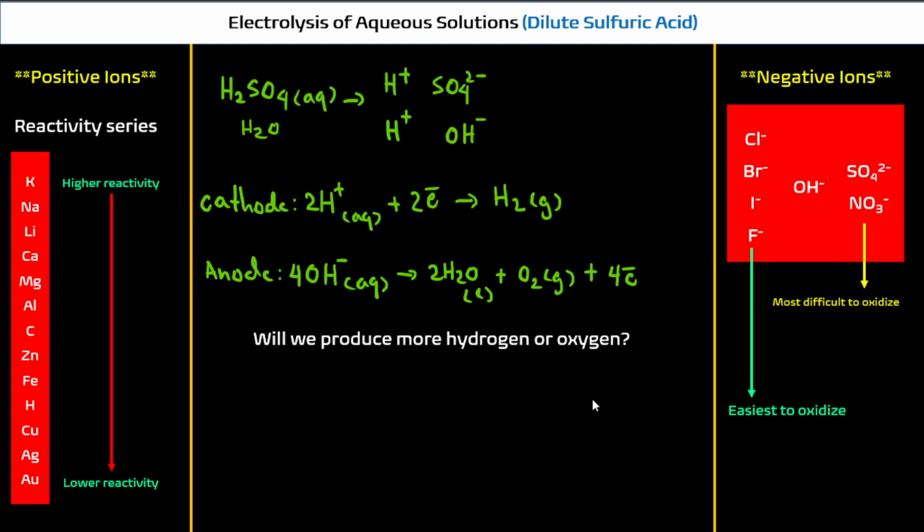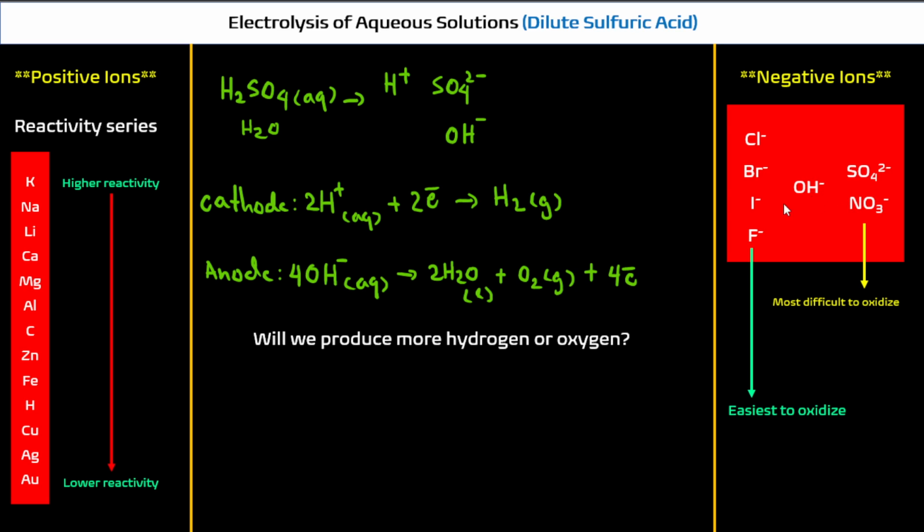Alright, so let's do one for the dilute sulfuric acid. Since it is dilute sulfuric acid, we're going to have H plus and SO4 2 minus ions. Since it is dilute, we are also going to have water, which is H plus and OH minus. Since our H plus is the same already, we can remove one of them. So our cathode reaction would be only 2H plus aqueous plus 2 electrons would give us hydrogen gas. For our anode reaction, since it is between OH and SO4 2 minus, OH will be released.